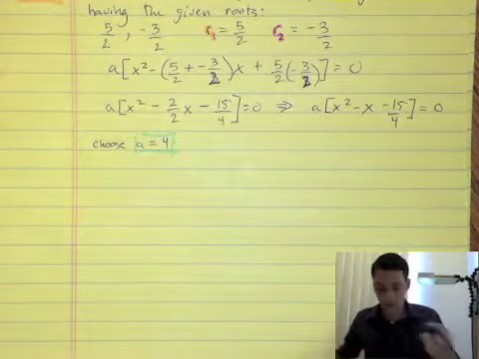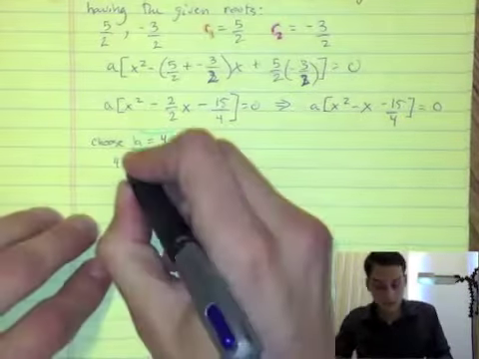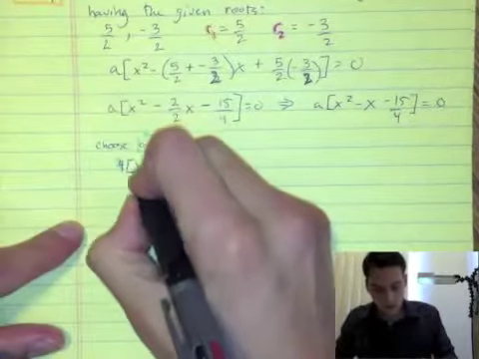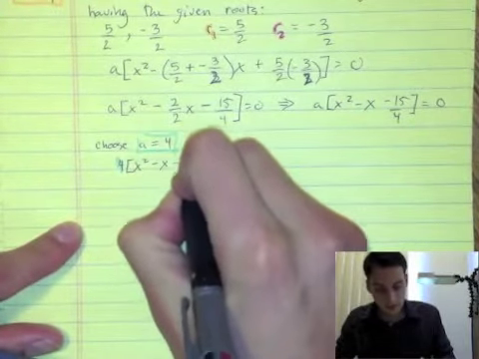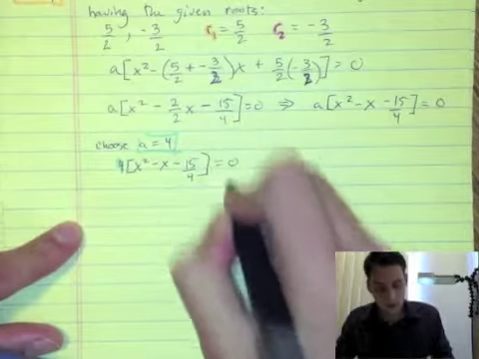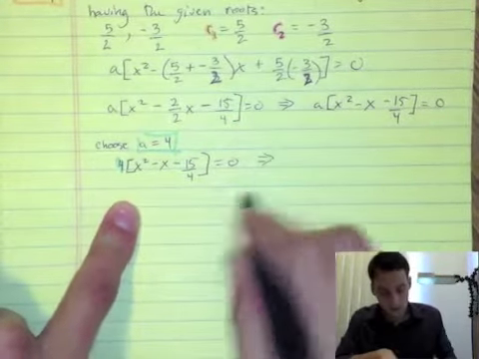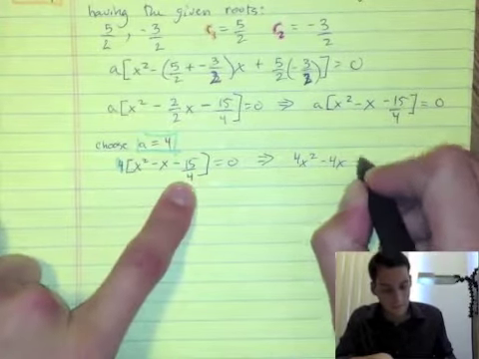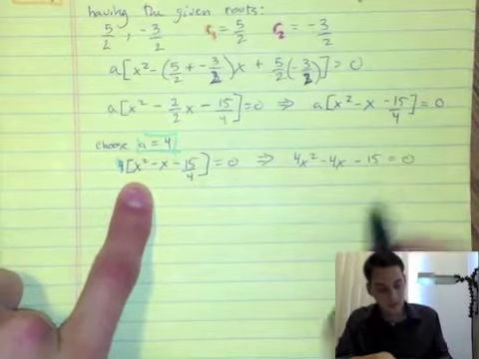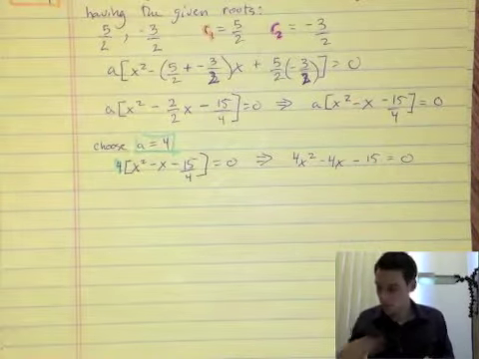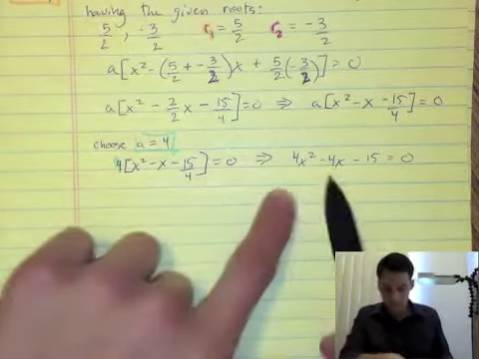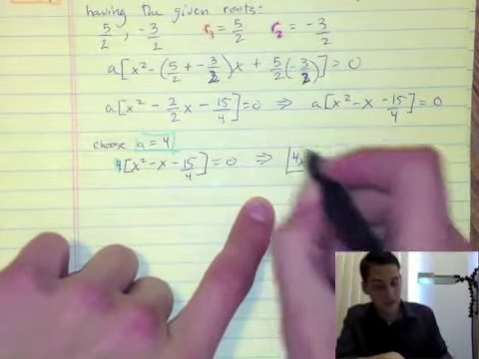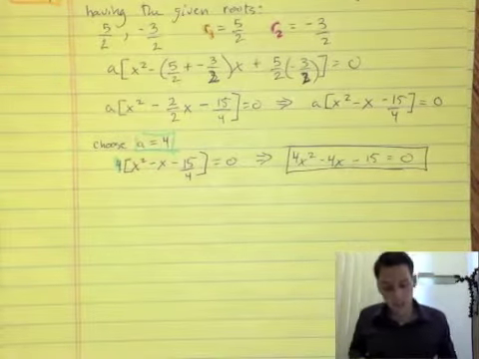You're not supposed to find it in this case. So choose a to be 4, then we'll plug in our a, which is 4 times x squared minus x minus 15 over 4 equals 0. If I multiply it through, that will give me 4x squared minus 4x minus 15 equals 0, because the 4's will cancel out. And I have a quadratic equation with integral coefficients, so I'm done. This is my answer.